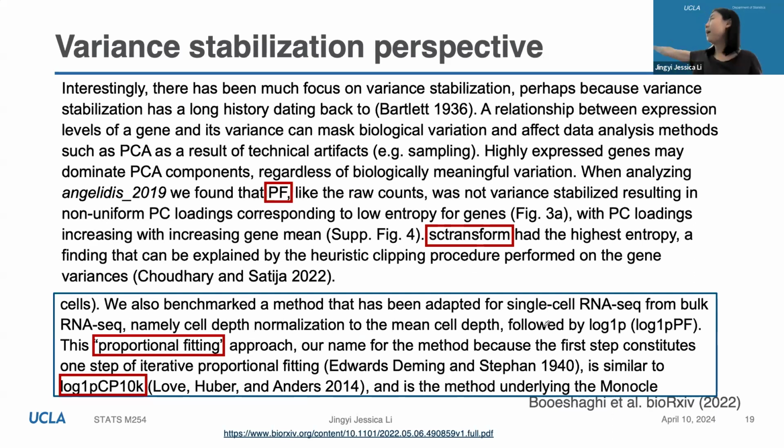I'm just taking the key paragraphs from it. The key thing is something we didn't talk about called proportional fidelity. But the authors found that if you do the log1p, you do the PF, and then you add 1 and take the log, it's actually pretty close to the default of Seurat, log1p CP10K. So they are similar. And they found that SCTransform doesn't give stable variance. The sentence is: SCTransform had the highest entropy of fitting, which can be explained by the heuristic clipping procedure performed on gene variances. That's the thing.